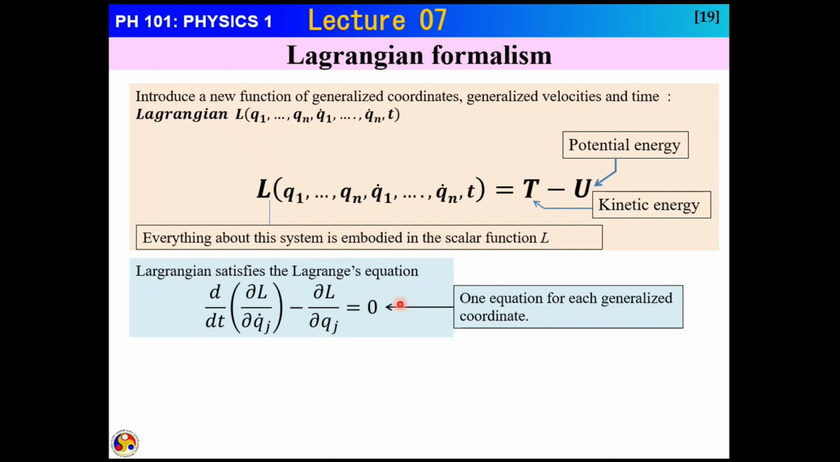And what does the Lagrangian satisfy? The Lagrange equation is, we do the partial derivative. If you want to know the equation of motion for the qj generalized coordinate, you have to take del L by del qj dot, the partial derivative of L with respect to qj dot, and then take the total time derivative of this object, minus the partial derivative of L with respect to qj, which is going to give us 0.